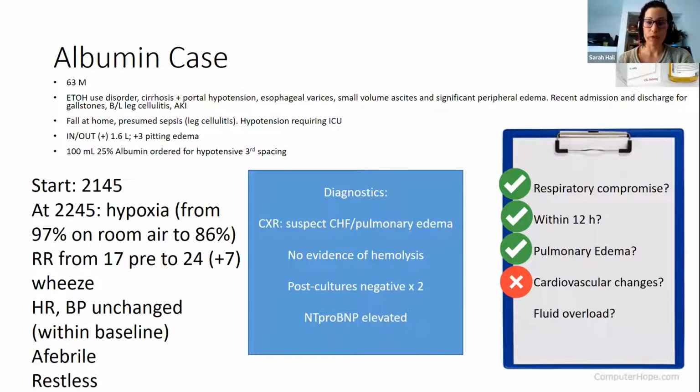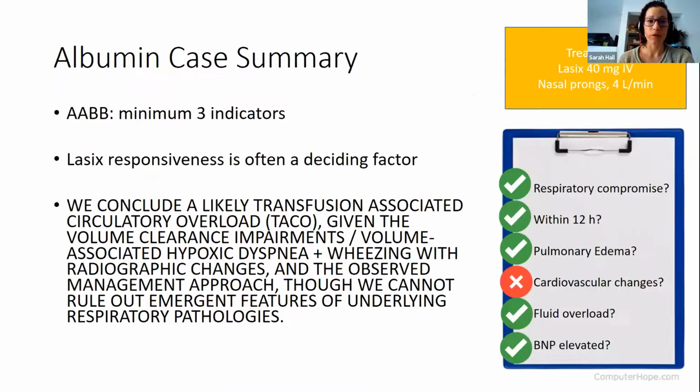Was there evidence of fluid overload? The patient did have a positive fluid balance and also the 3+ pitting edema, so definitely there. And was the BNP elevated? It was. So in this particular case, we definitely met our minimum 3 indicators. We had 5 out of 6. And I often find that Lasix responsiveness is a deciding factor, mostly when you're trying to determine between different kinds of respiratory type transfusion reactions. If they are Lasix responsive, then we assume that it's a TACO component.